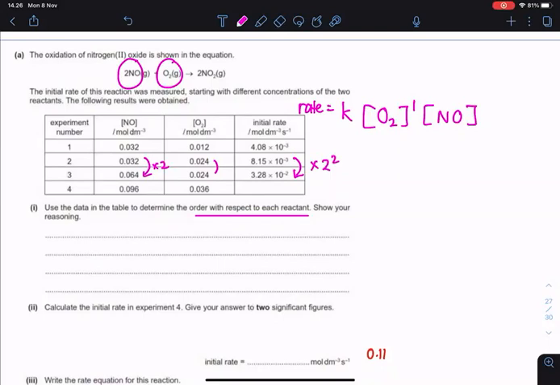So this one is directly proportional to the square. You times by 2, it is going to be times by 4. You times by 3, then you need to times by 3 to the power of 2, which is going to be times by 9. So now you confirm that with respect to NO it is going to be to the power of 2. This is going to be your rate equation.